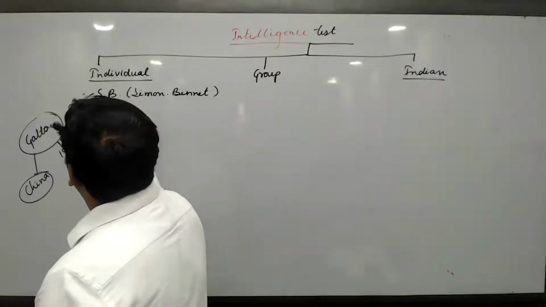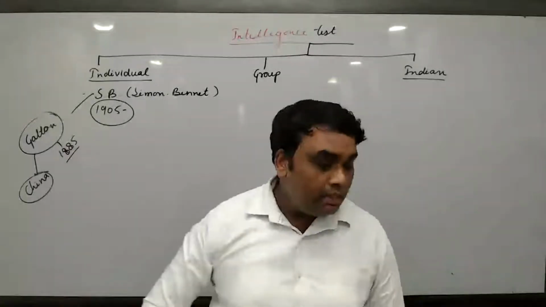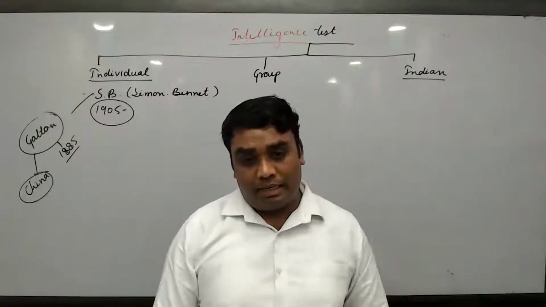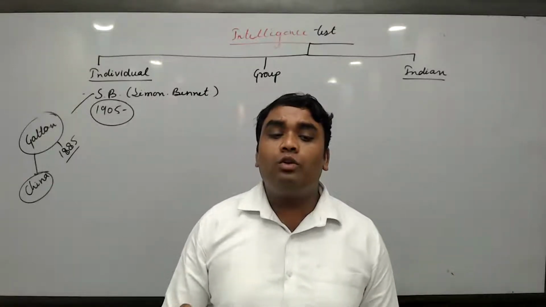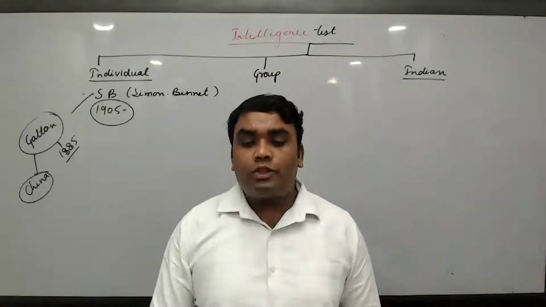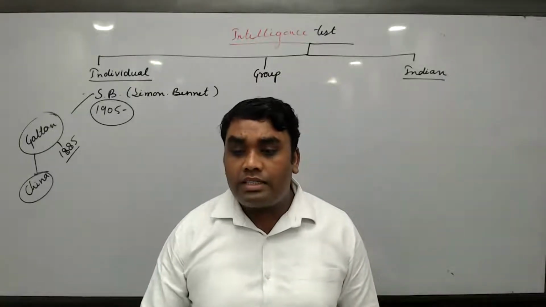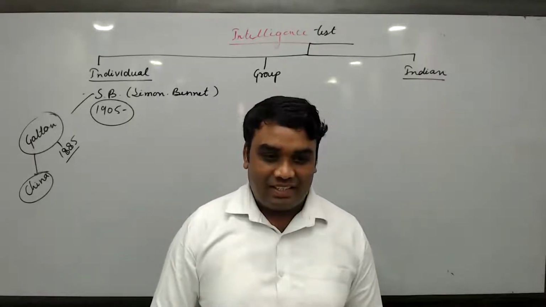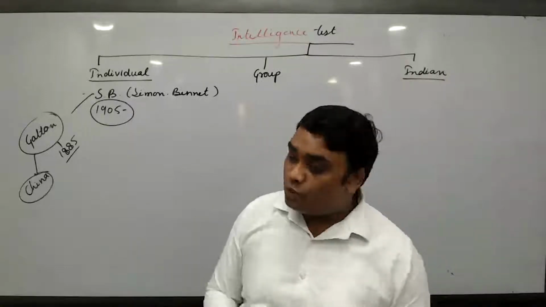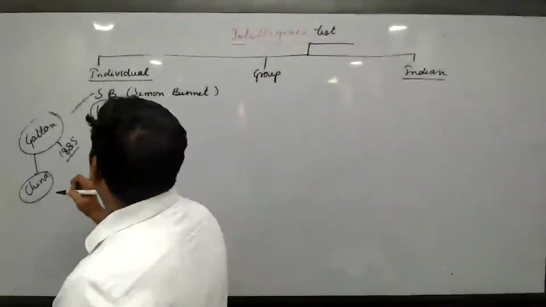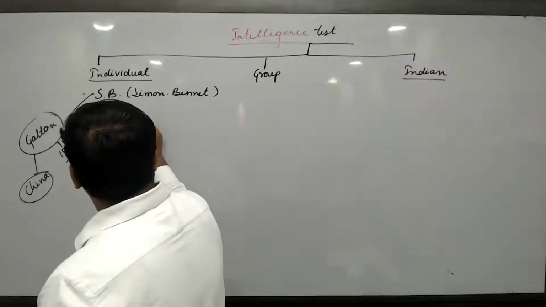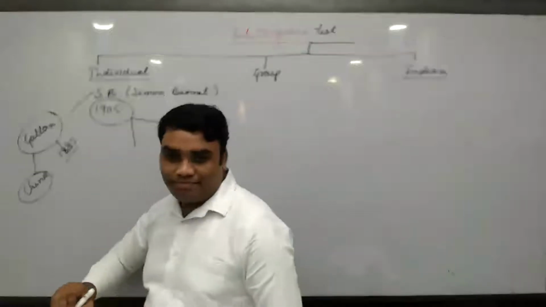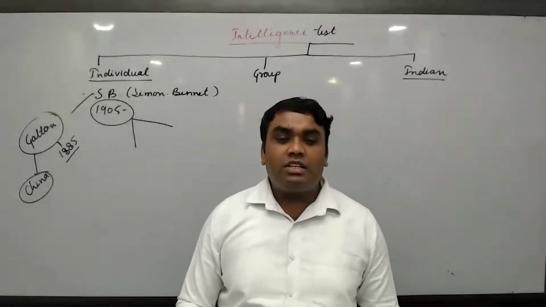And why did the Galton test fail? Was it not reliable? No, the Galton test was made on the basis of biological assessment, meaning it was based on biological principles. On the basis of biological principles, if we are checking anyone's intelligence, it is sometimes difficult to assess, so it failed. But when Binet made this test, it became very popular.